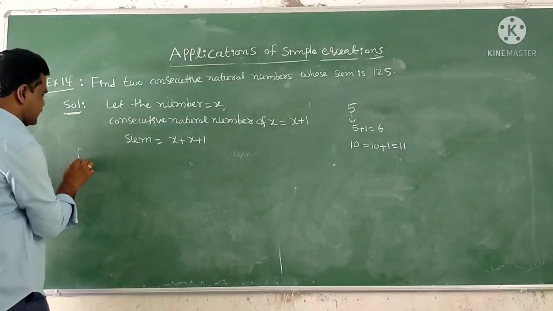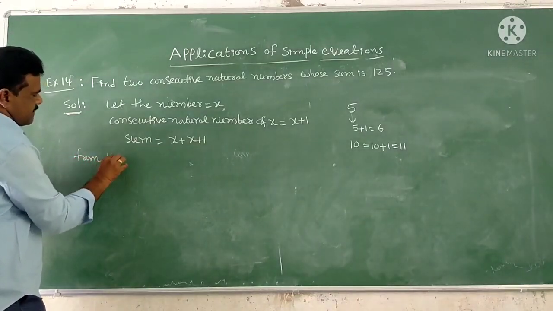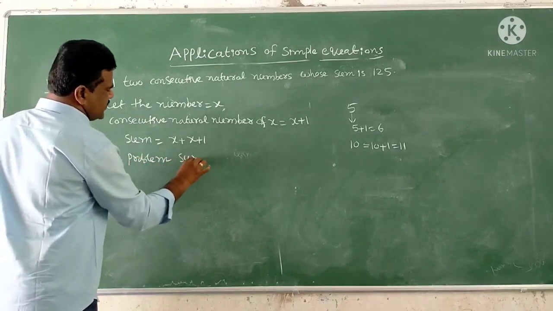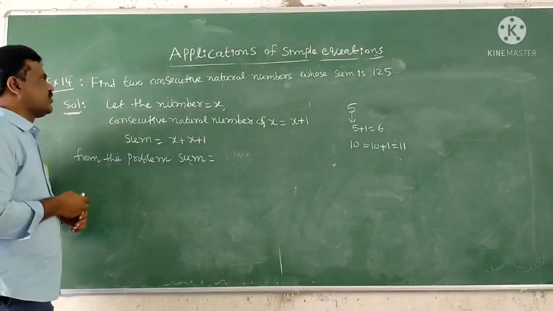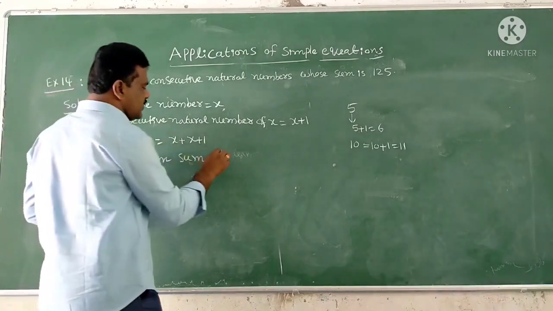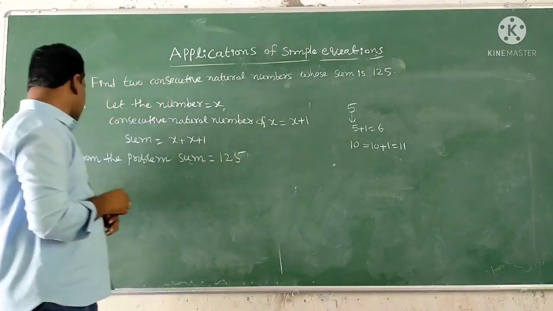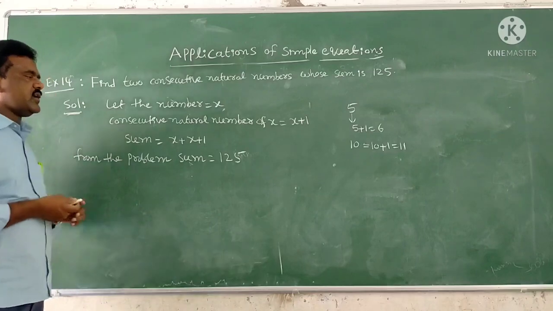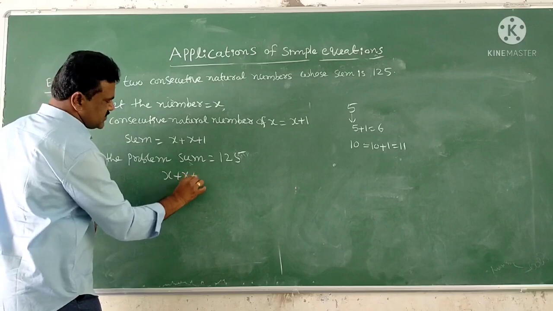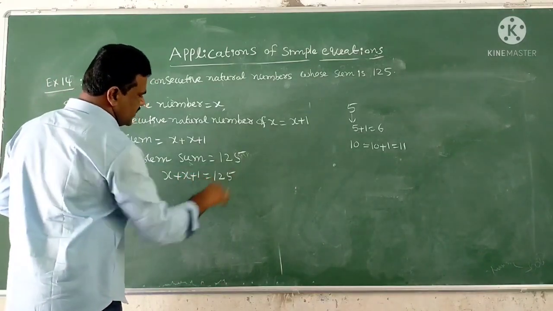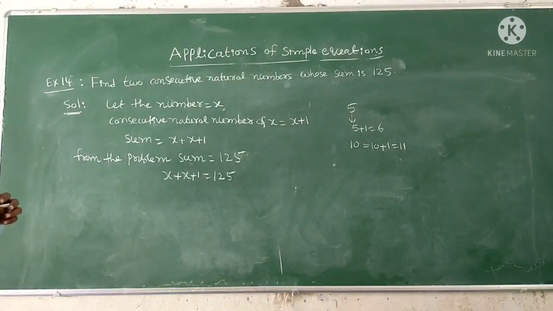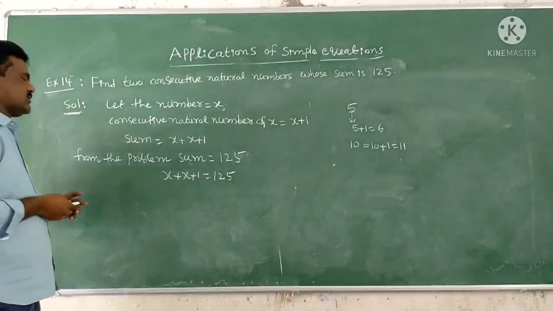From the problem, sum of two consecutive natural numbers is equal to 125. Therefore, x plus x plus 1 is 125. This is the equation. So, fourth point is forming the equation.